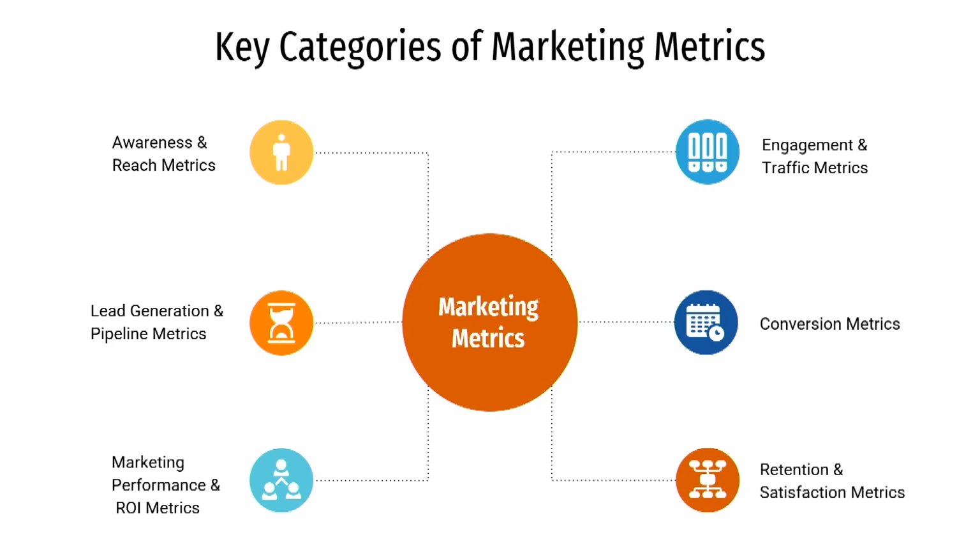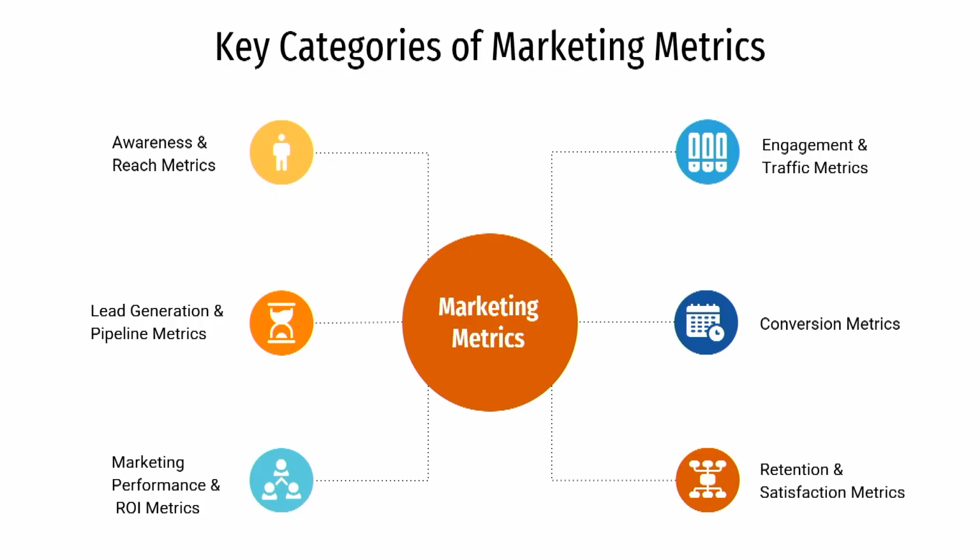The first matrix is awareness and reach matrix. It refers to the brand or the product visibility, overall visibility of the brand or the product. It does not talk about overall percentage or overall sales made. It is all about the visibility and popularity of the brand.